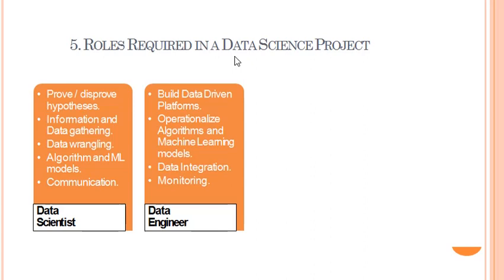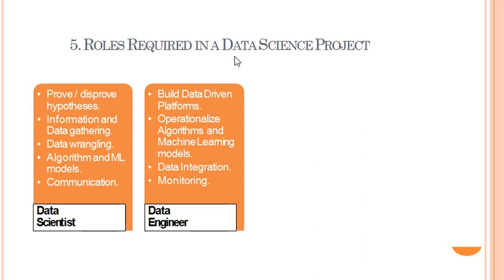The second major role is the role of a data engineer. The main duties of a data engineer are to build data-driven platforms, because we need a platform on which we execute our processes on the data. The second thing is to operationalize algorithms and machine learning models, because the machine learning models which were initially designed by the data scientists need to be executed and need to be in a format so that they can be operationalized.